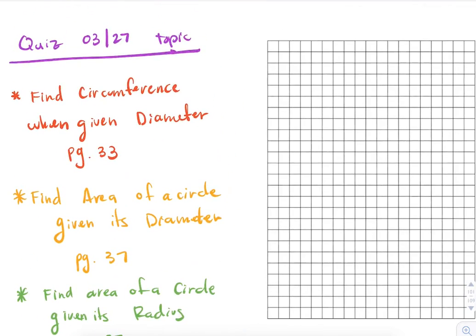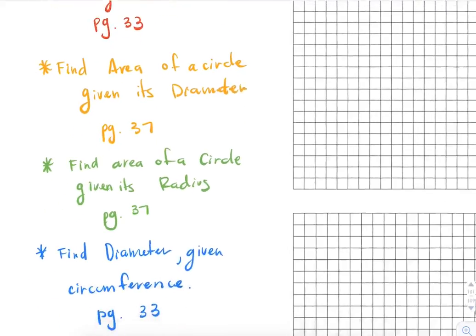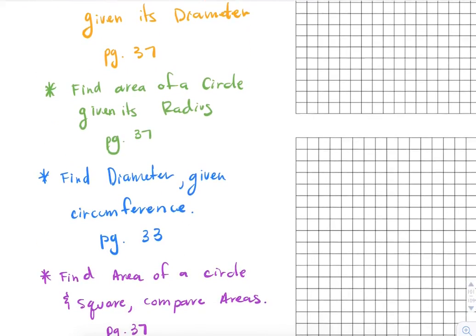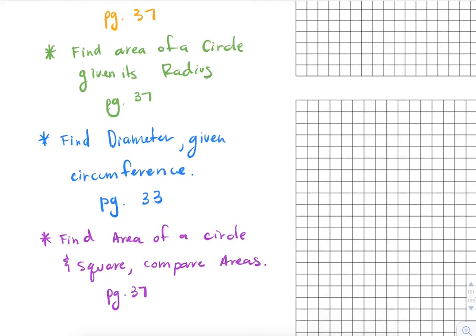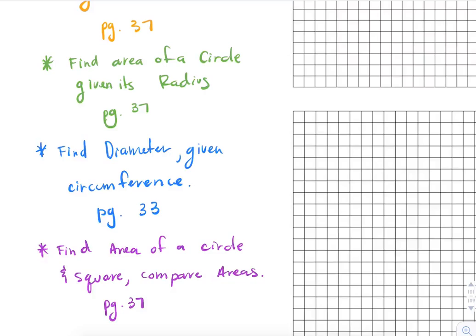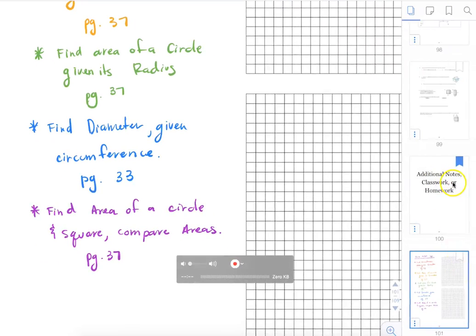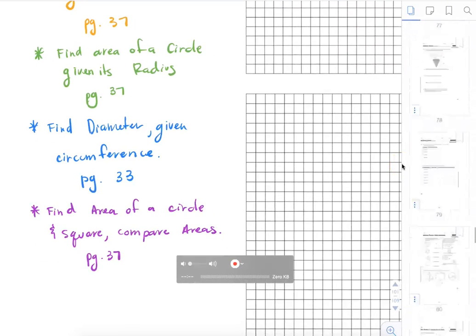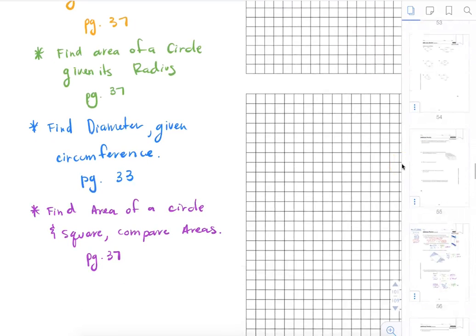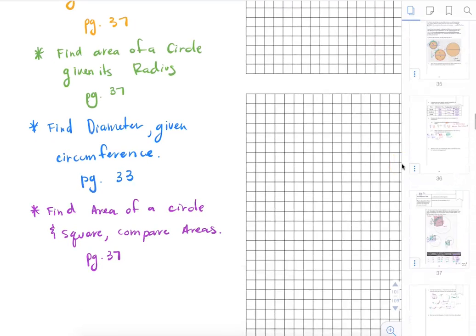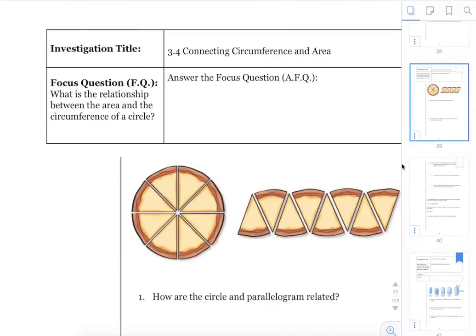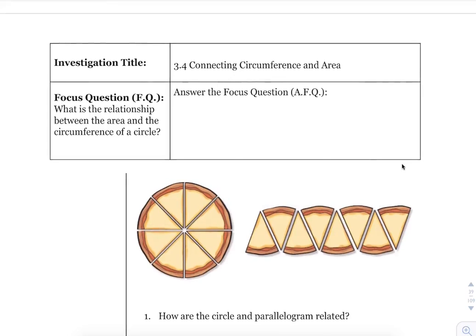I'll try and copy these to all the classes. I know this is period 6's notebook that I'm writing in, so it will be updated in theirs for sure. I'll try and remember to put in all the other ones as well. All right, moving on. We're going to go to page, I believe it's page 35. Circles here. All right, so 3.4. Today is 032619, and we are on page 35.